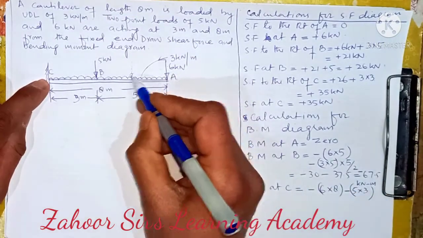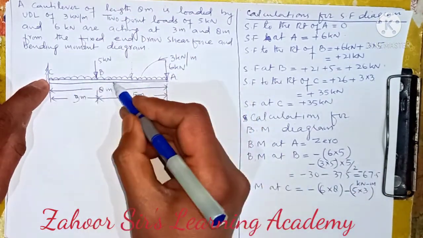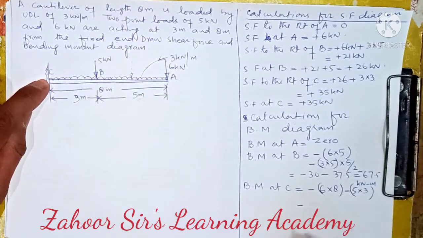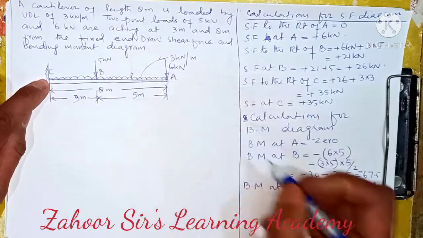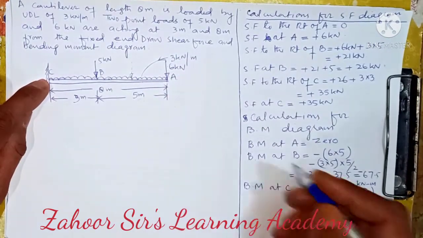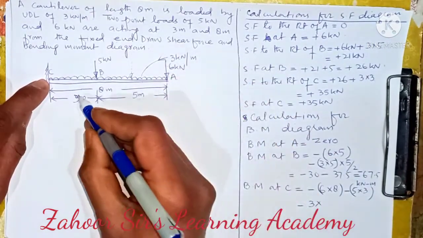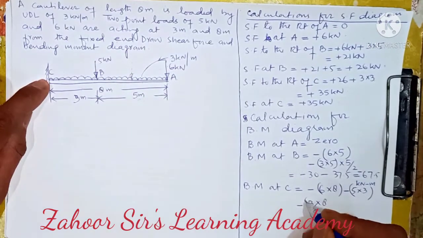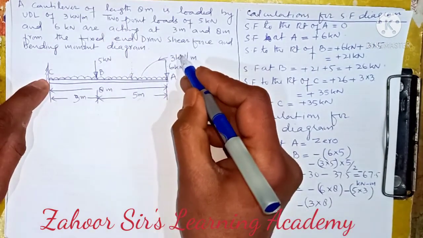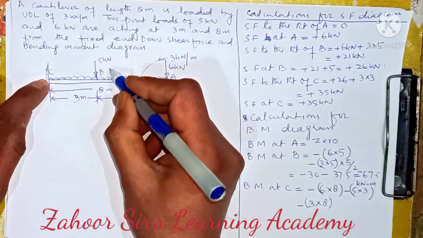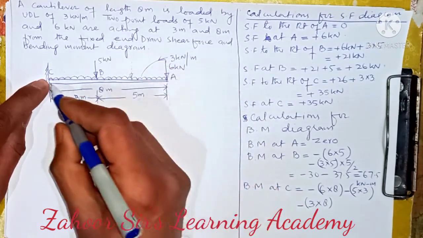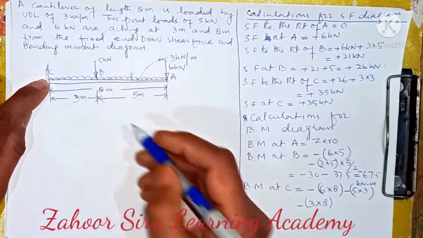Now this UDL is also going to bend. So minus, first I will convert this UDL into point load. That means 3, the magnitude is 3, spread over 8 meters, 8. So it has been converted into point load. Then assuming that point load is acting at the center of this beam, so that means 8/2.